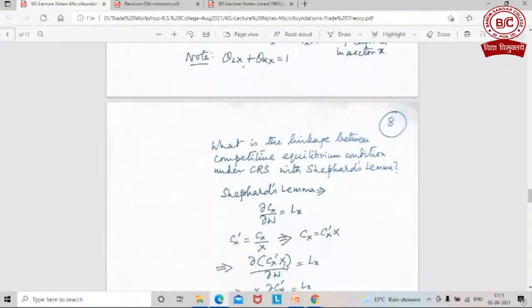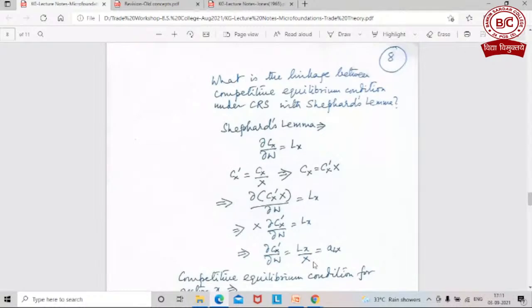Now, I'm taking the partial derivative with respect to the parameters. So it's a corollary to Shephard's lemma. I'm taking this X out and calling it del Cx dashed by del w as Lx by X equal to alx. So this is your result. When we write in terms of the unit cost function, then instead of Lx, we write here alx. So this is Shephard's lemma.